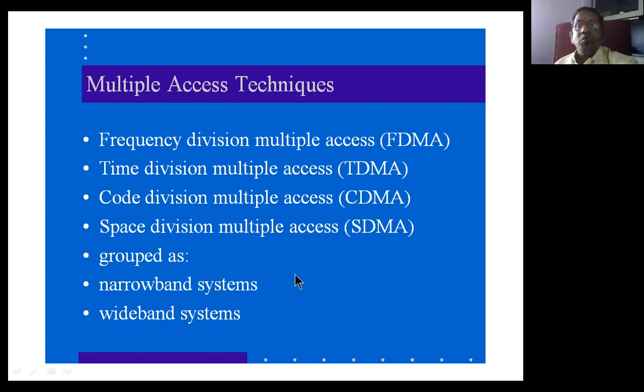Like the users means mobile units. So the base station is normally going to implement either one of these particular techniques to share the resources using a single channel to many users. Among them, we are going to have FDMA, called frequency division multiple access, TDMA, called time division multiple access, CDMA, called code division multiple access, SDMA, called space division multiple access, and they are normally grouped under two kinds of systems altogether.